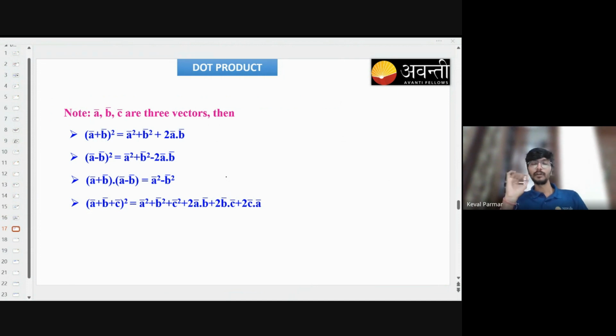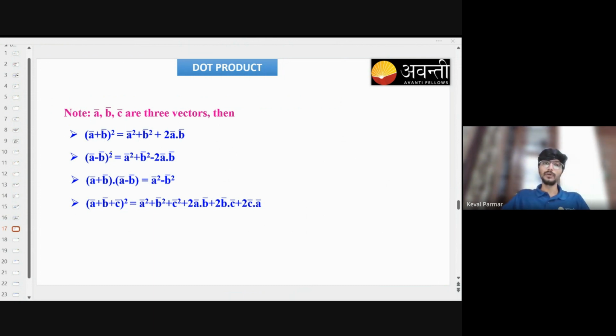These are some very important formulae. Many times we will use this formula. Very important for dot product. There are direct questions asked for these formulas. We will see those questions. The formulae are similar to our algebraic formulae. If you remember, what is a plus b the whole square? It is a square plus b square plus 2ab. So that only we wrote here.